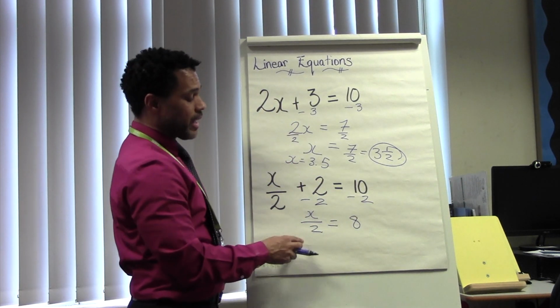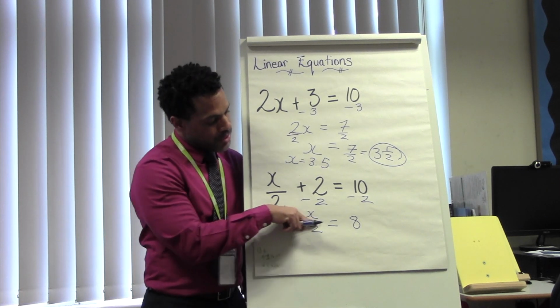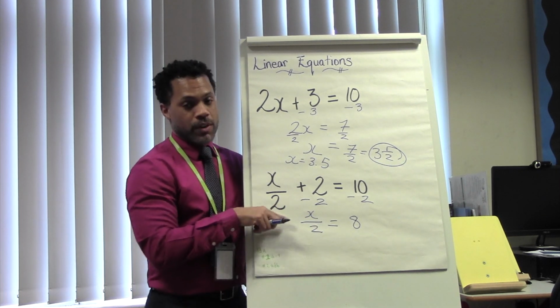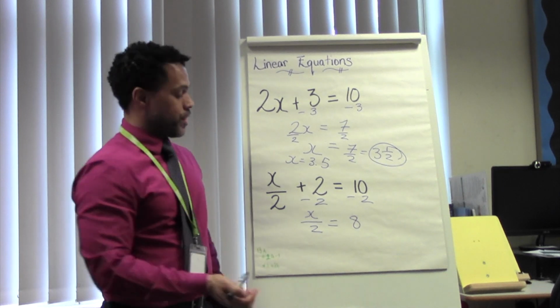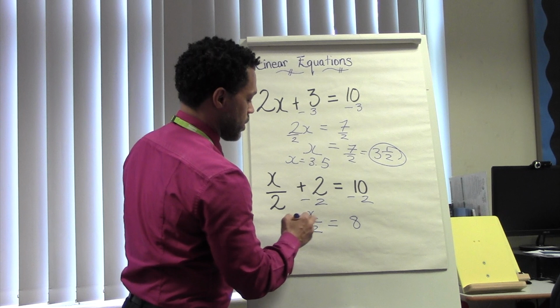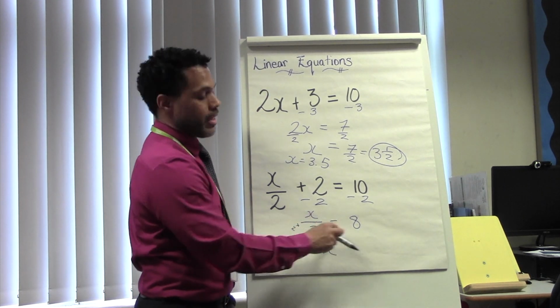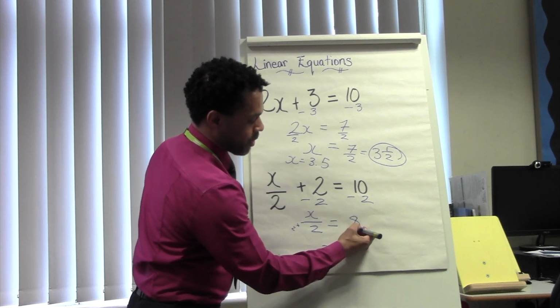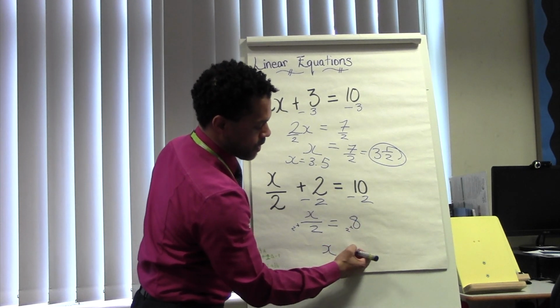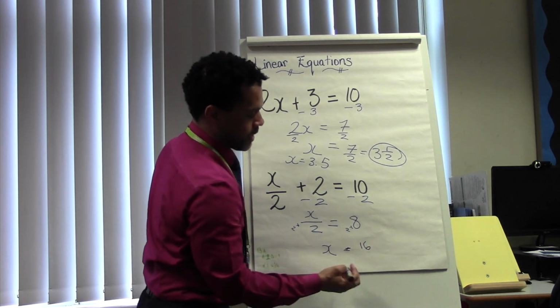So that being said, if this means to divide, because you see this symbol right here, this means divide, the inverse of division is multiplication. So I multiply this side by 2 to get this just to be x. And what I do to one side, I must do to the other. So I'll multiply this side also by 2. So x is equal to 16.